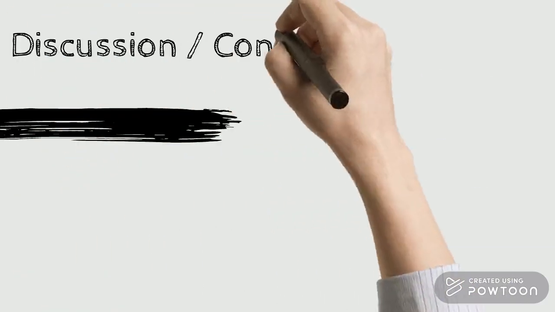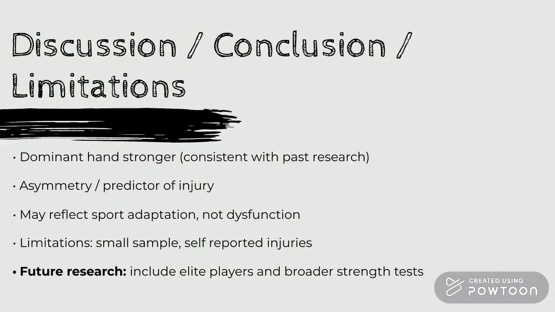The stronger dominant hand aligns with what we'd expect in a unilateral sport like badminton, where one side is used repeatedly for high-velocity strokes. But our results suggest that asymmetry and grip strength alone does not predict shoulder injury. It may instead represent a normal sport-specific adaptation.